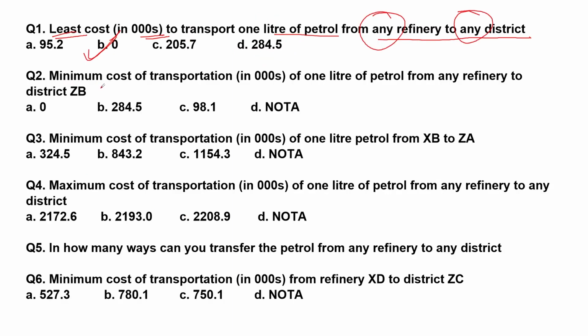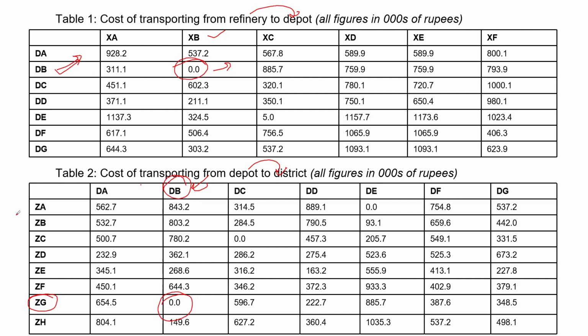Now let's move to the second question. Minimum cost of transportation in thousands of 1 liter of petrol from any refinery to district ZB. So now over here you have to find the minimum cost, but the condition is the refinery can be any out of 6, it can be any refinery, but the district has to be ZB. So our destination is fixed. Our destination is ZB. We have to bring the petrol to ZB.